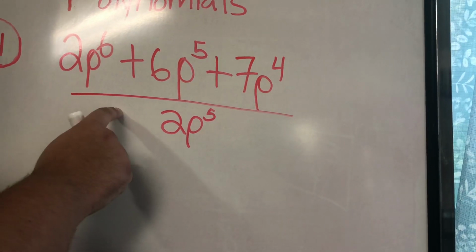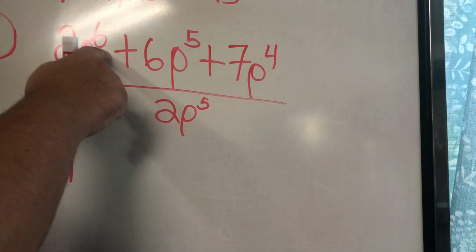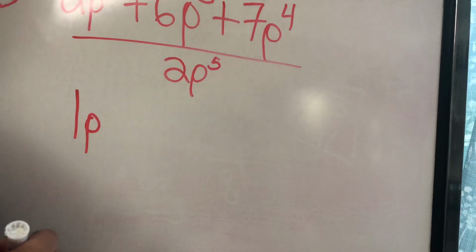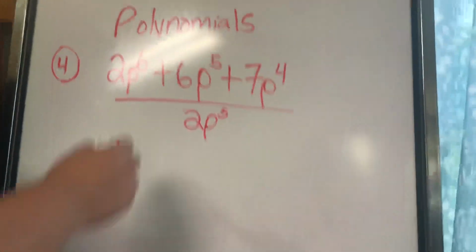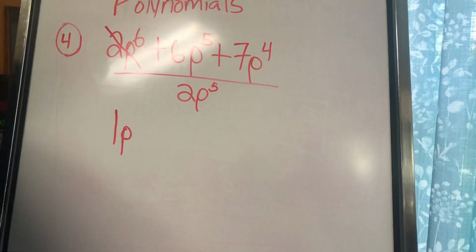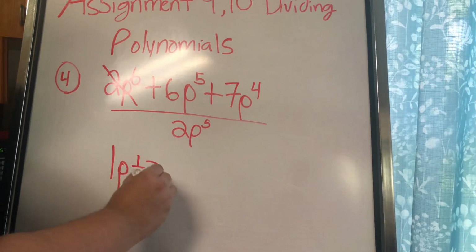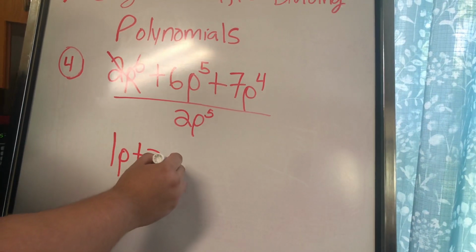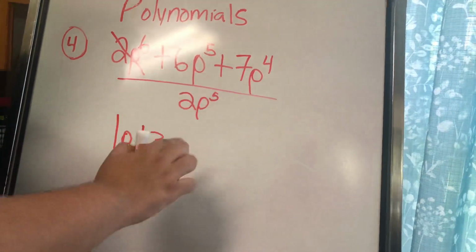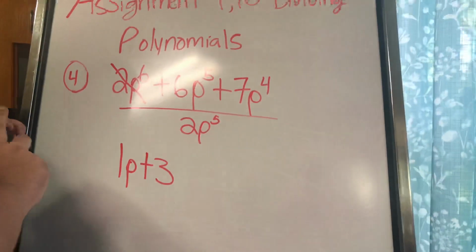2 divided by 2, that's 1, so I'm going to write 1. 6 minus 5, that's 1, so I'm going to just write 1p. Right? Let's go to the next one. Can 6 be divided by 2? Yes, it can. And it's positive, so I'm going to write plus 3p. Well, not really, because 5 minus 5, that's 0, so it completely cancels. So there is no p. So you got to be careful.